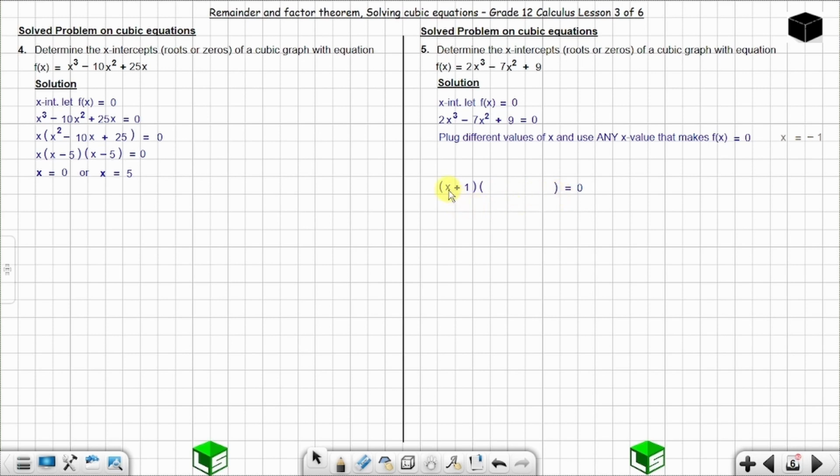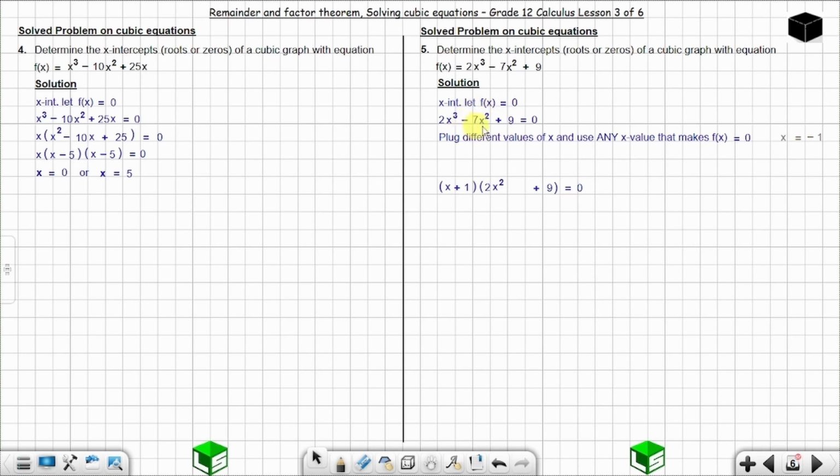So you have x. x times what gives you 2x³? You need 2x². Then 1 times what gives you 9? 1 times 9, so plus 9. When you multiply the 2, you get this. If you multiply this and this, you get this, and this and this, you get this.